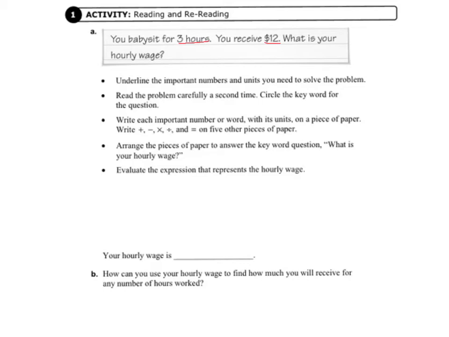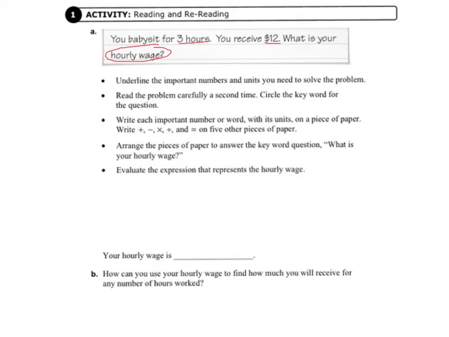Our next bullet says read the problem carefully a second time and circle the key word for the question. So it says you babysit for 3 hours, you receive $12. What is your hourly wage? So the key words are hourly wage.